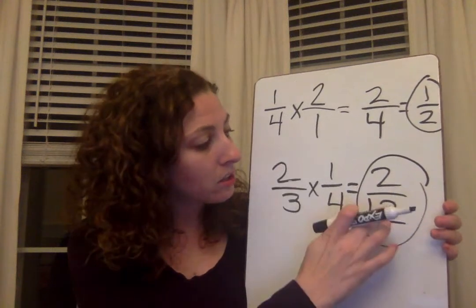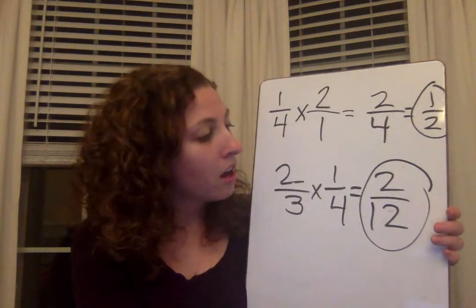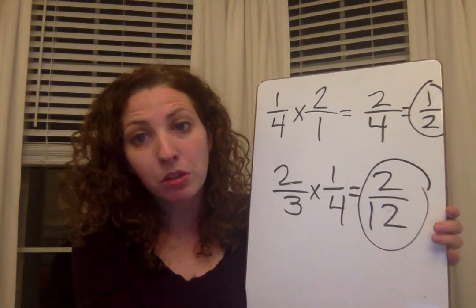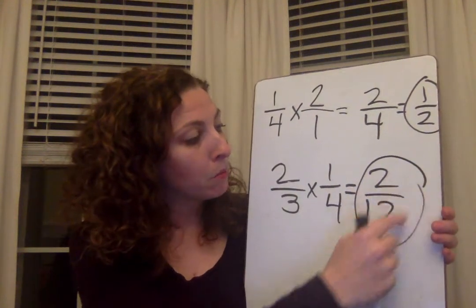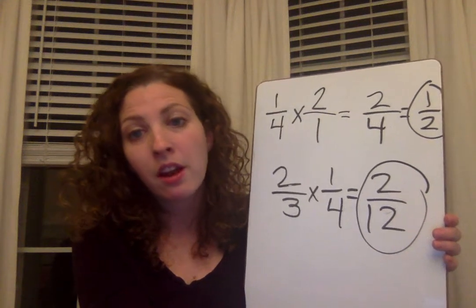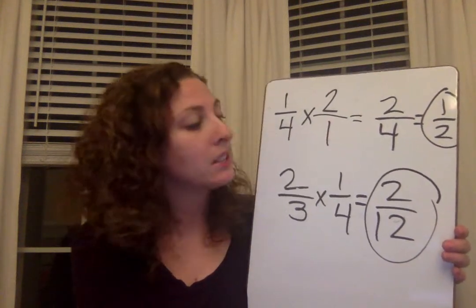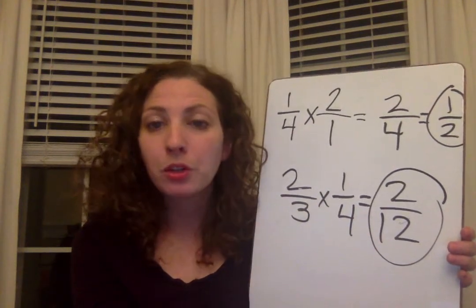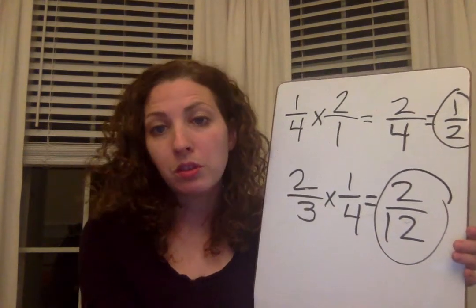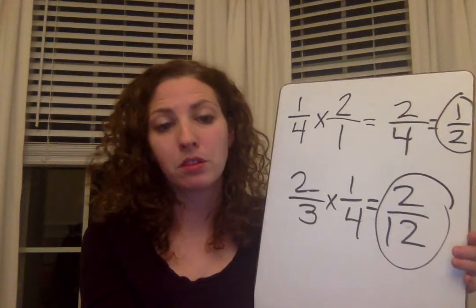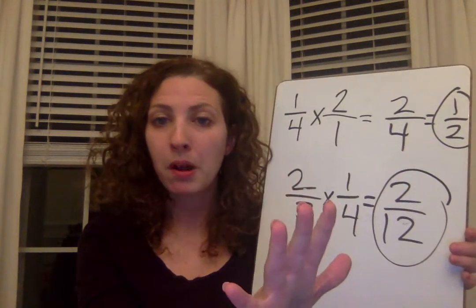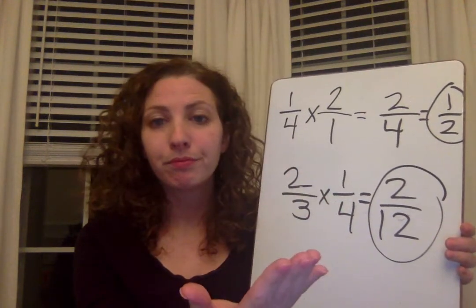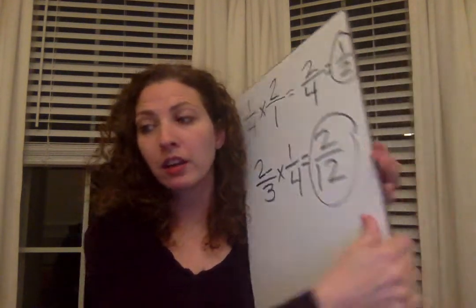All right, now this one could be simplified. I know that both of those numbers can be divided by 2. 2 divided by 2 would be 1, and 12 divided by 2 would be 6, so that simplified fraction would be 1/6. But if you have 2/12, that's fine, okay? So I'm going to show you how to do this when you have word problems, okay? The only word problems you're going to have today for your work are going to be multiplying fractions, all right? So just keep that in mind.